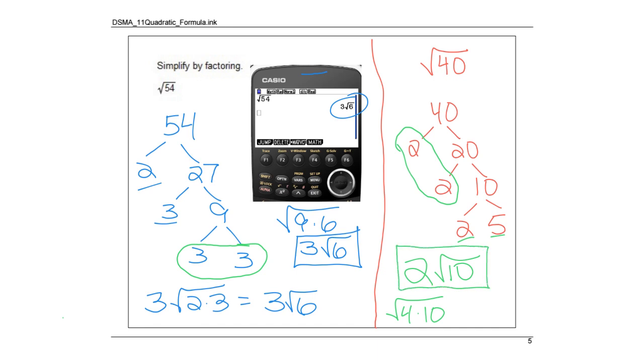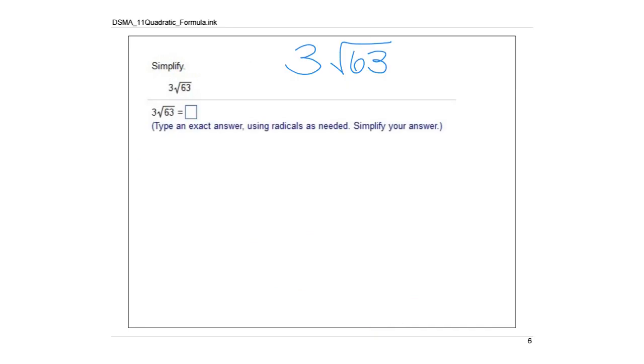All right, let's try a few more. Now you actually can pop this right into your Casio. It's going to give you the same answer, but we're going to do it by hand, just to have a little practice. So the 3 is already outside of the radical. I'm not going to worry about that one, but I am going to break down 63.